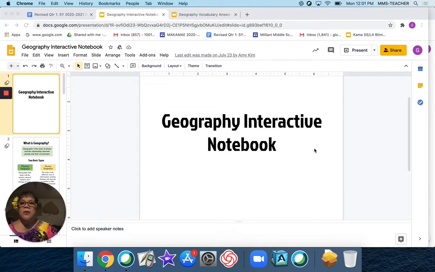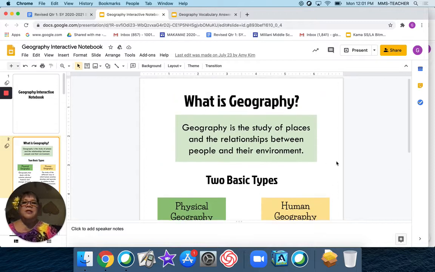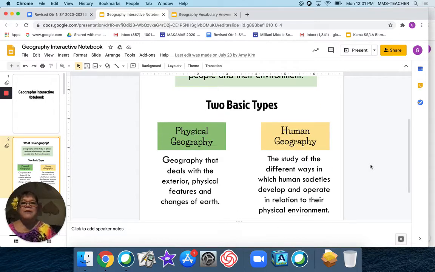Okay, so let's go on to page 2 of this Geography Interactive Notebook. The first question is, what is geography? Geography is the study of places and the relationships between people and their environment. Now, there's two basic types of geography. First, we have the physical geography. That is the geography that deals with the exterior, physical features, and changes of Earth.